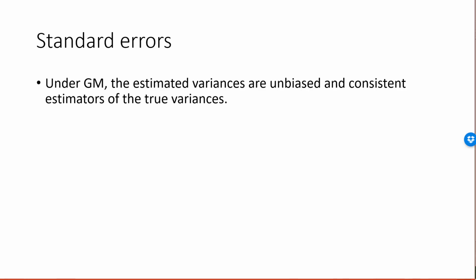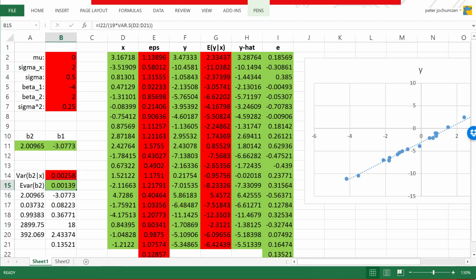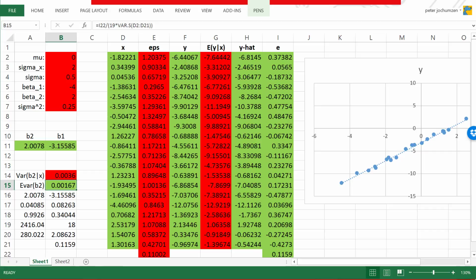If the Gauss-Markov assumption is satisfied, like in our simulation study, then these estimated variances are unbiased and consistent estimators of the true variances. You can think about it like this. If I F9 this sheet, then the cell in B15 will on average be equal to the cell in B14. If I do this, you can see here it's above, here it's below, above, and so on. And on average, they will be the same.